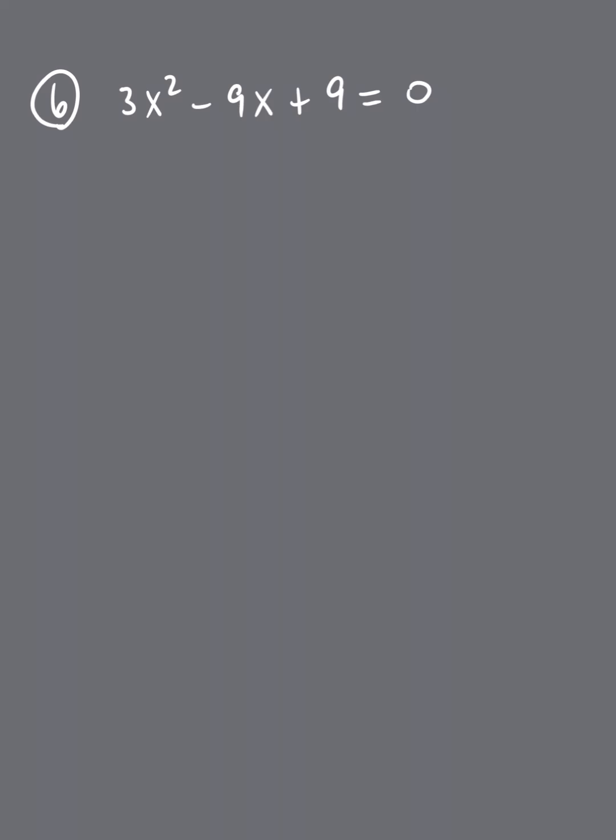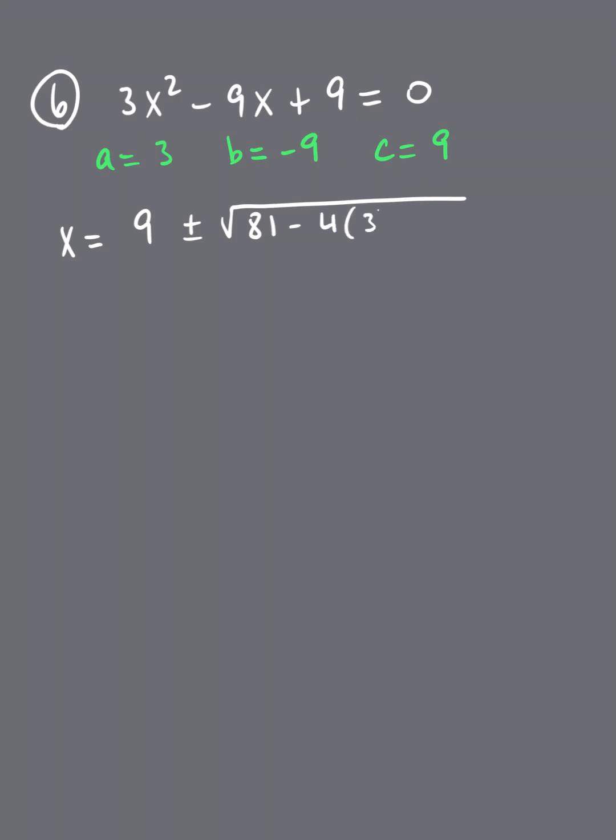This is in standard form, so we can identify A is 3, B is -9, and C is 9, and plug it into our quadratic formula. So we'll have x equals 9 plus or minus the square root. -9 squared is 81 minus 4 times A times C all over 2 times A.